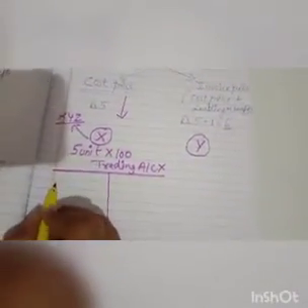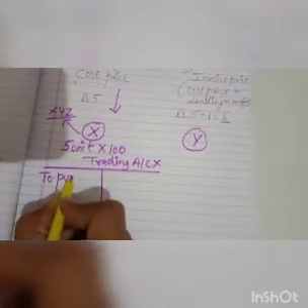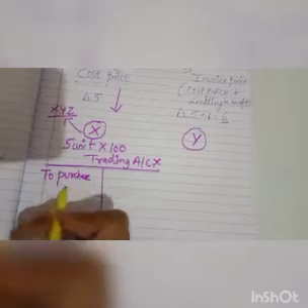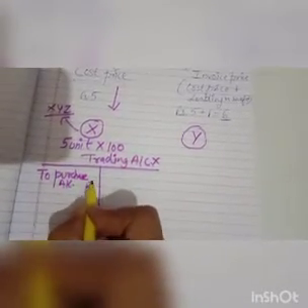Now what will the journal entry be? Here we will write: to purchase account, total amount 500. You can prepare the proper format, as you know; I am just making you understand through this particular T format.